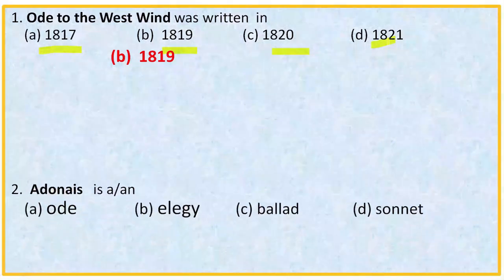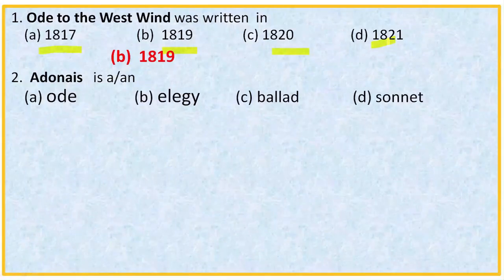Next, number 2. Adonais is a or an: options are ode, elegy, ballad, sonnet. Actually, Adonais is an elegy and it was written on the death of John Keats by Shelley. So, Adonais is an elegy. The right option is B, elegy.